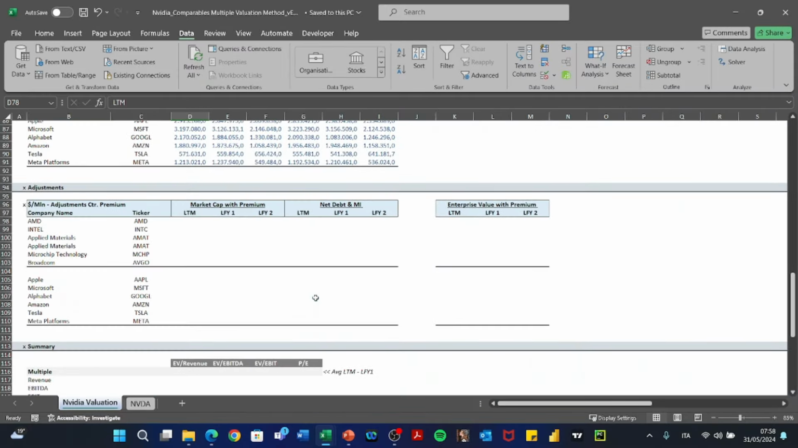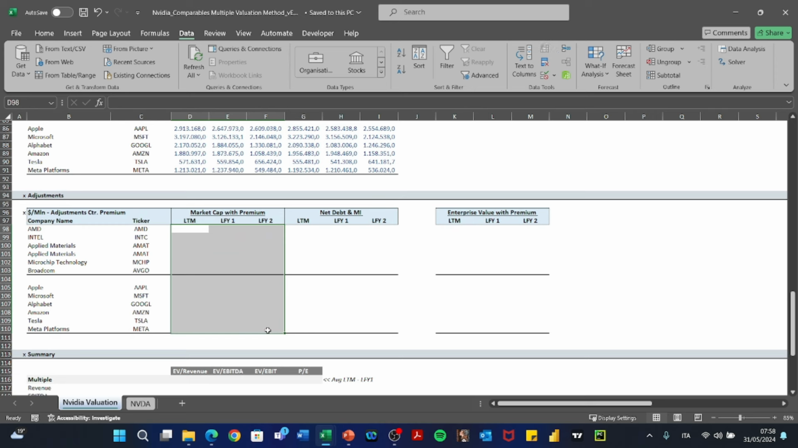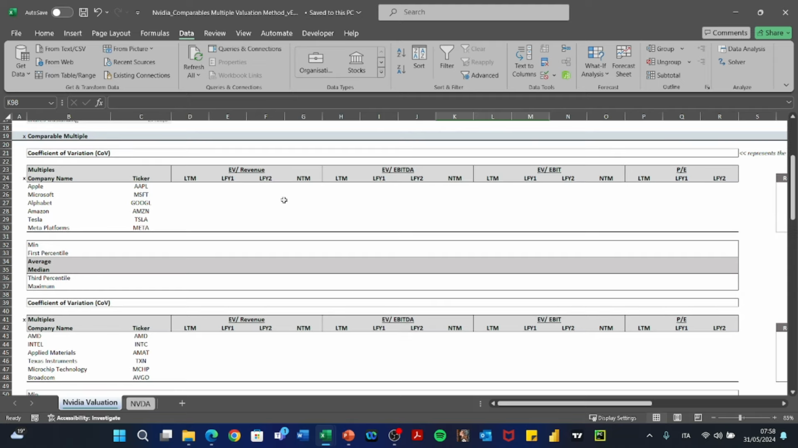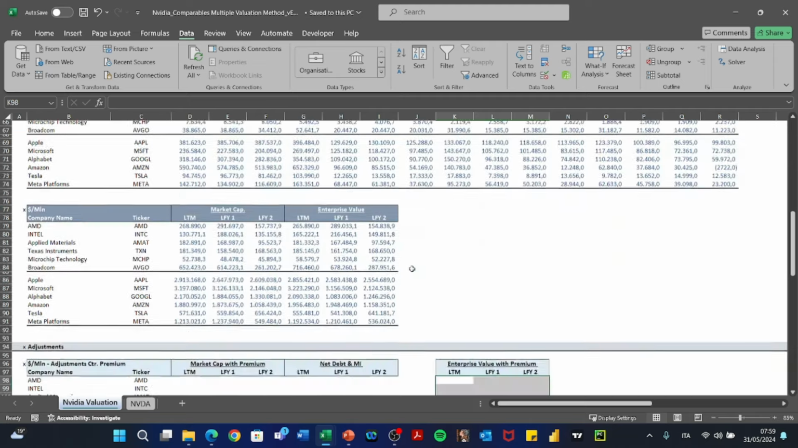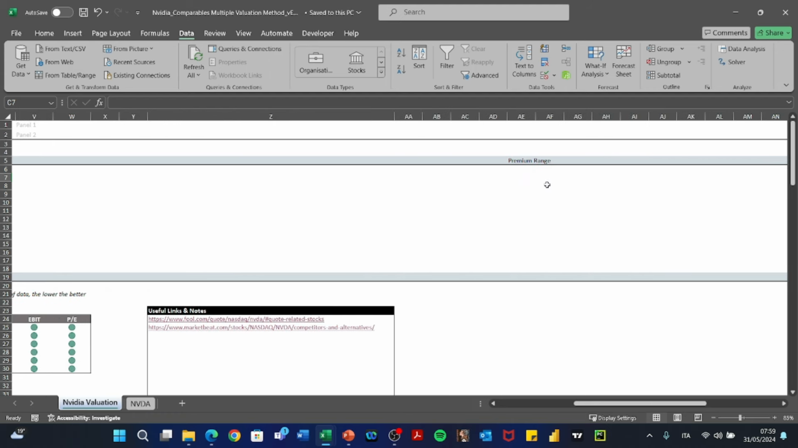So first of all, I'd say let's make the adjustment to our market cap, and then let's calculate our enterprise value with premium in order to then build these multiples. Okay, so first of all, let's define our control premium. In this case, generally, the theory suggests that the control premium should range from 20% to 40%, right? So something like that would be okay.